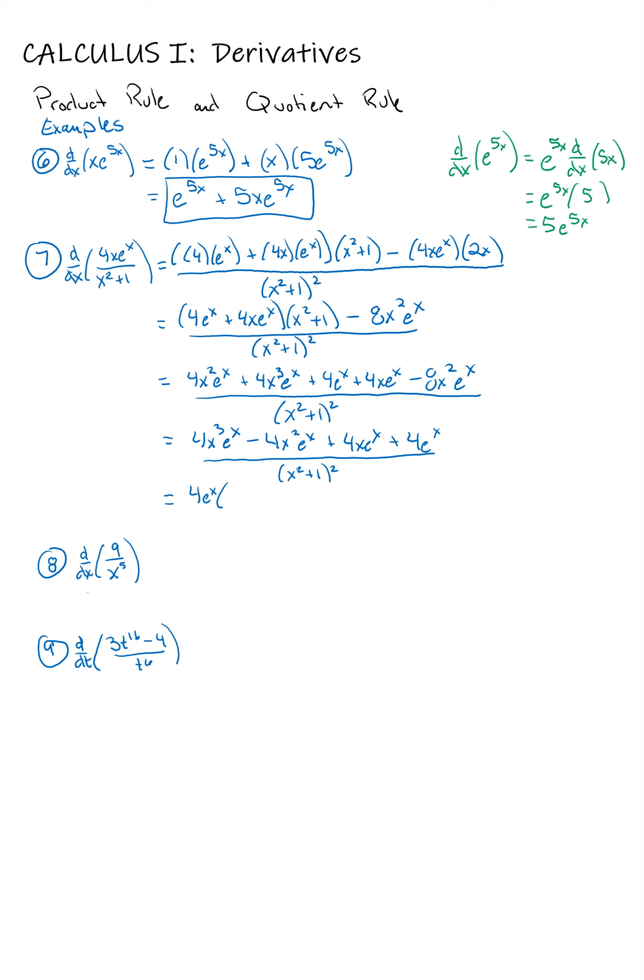If I factor out 4e to the x, we end up with x cubed minus x squared plus x plus 1. And of course this is still over x squared plus 1, quantity squared, and if we could factor this anymore we would, but this does not factor, so that is as far as we can go. Nothing reduces. That is it.